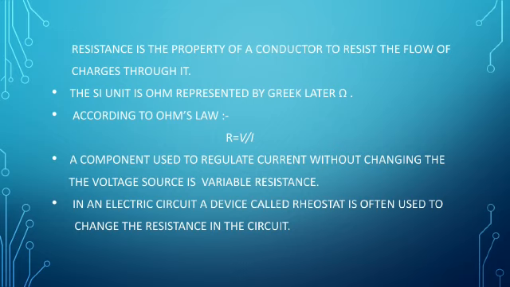Resistance is the property of a conductor to resist the flow of charges through it. The SI unit of resistance, ohm, is represented by a Greek letter. According to Ohm's law, resistance is equal to voltage by current. A component used to regulate current without changing the voltage source is variable resistance. In an electric circuit, a device called rheostat is often used to change the resistance in the circuit.